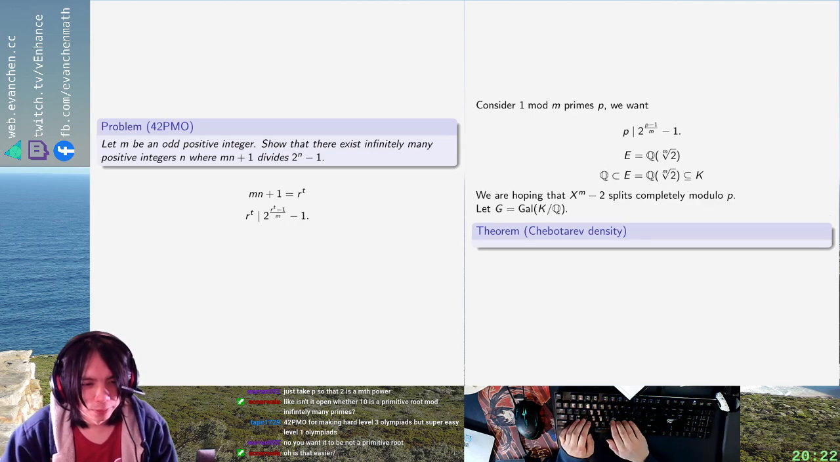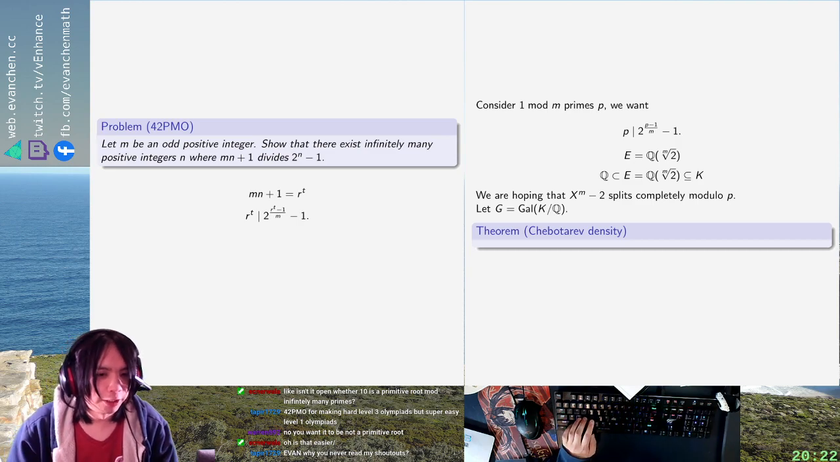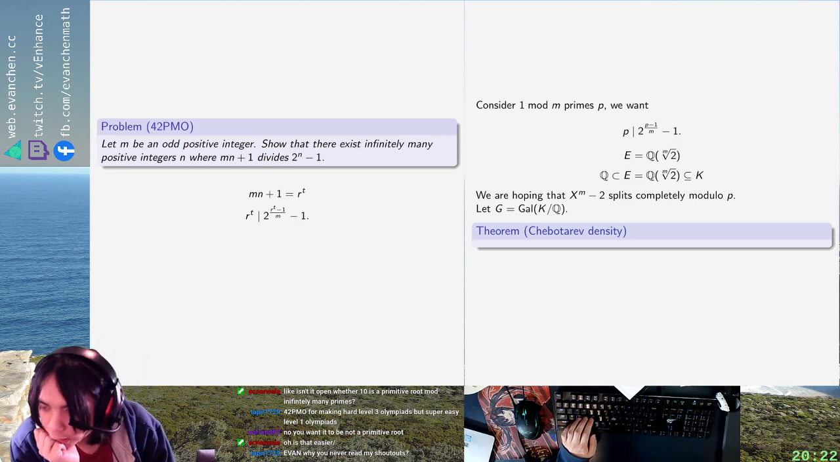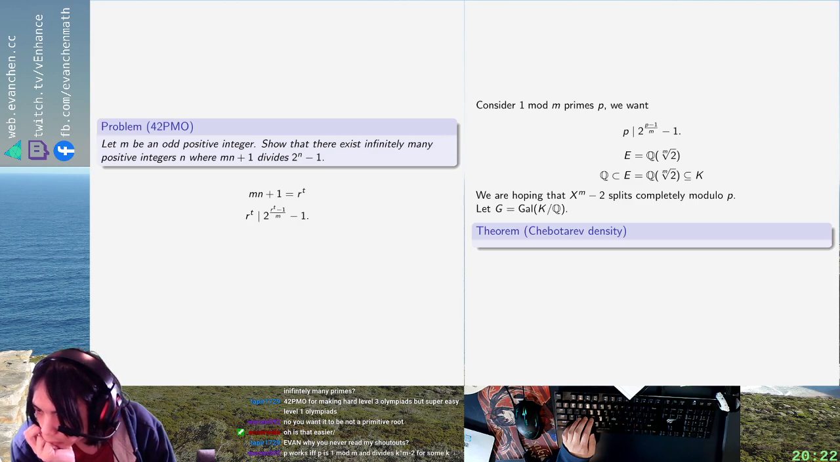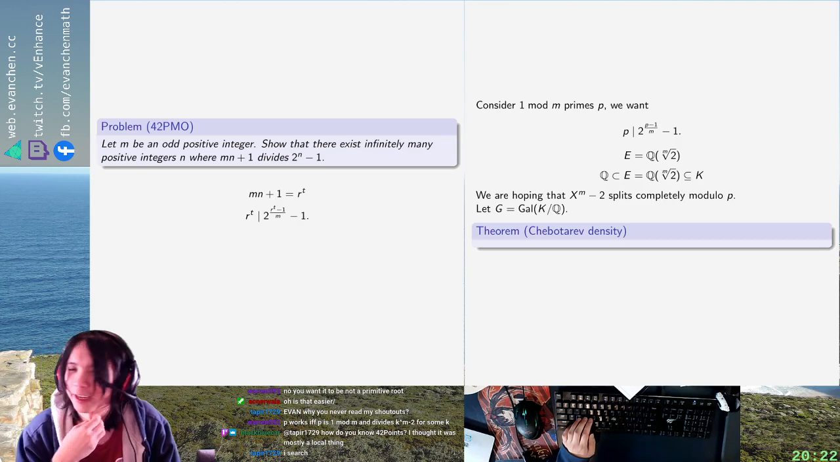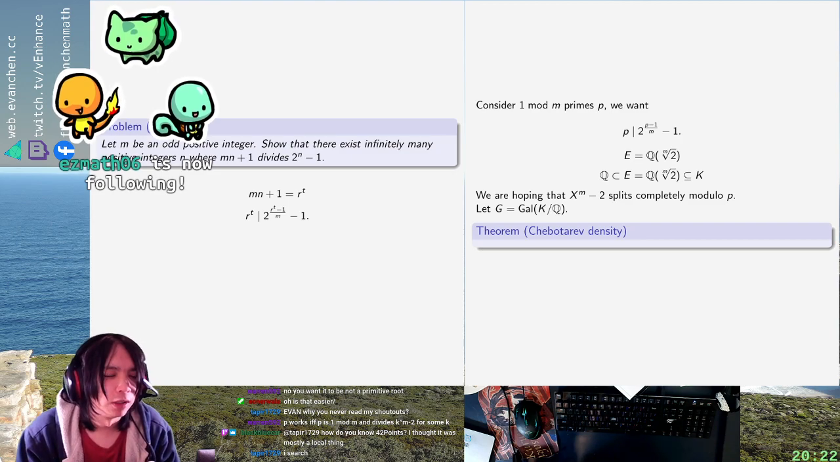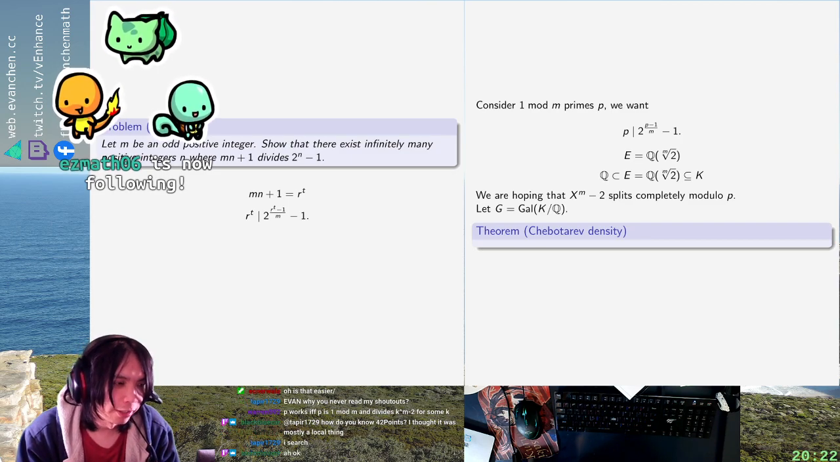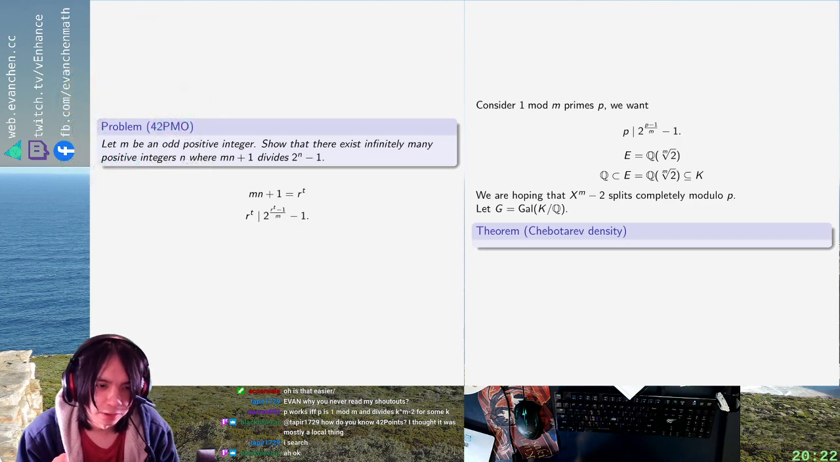Will G be the Galois group? Chebotarev density tells me that for any element in the Galois group, I can get it infinitely often. Shoot. I think this only works if m is prime. So what I need is, an element in the Galois group G will permute the roots of x to the m minus 2. In order for it to split completely, I need it to act as the identity.